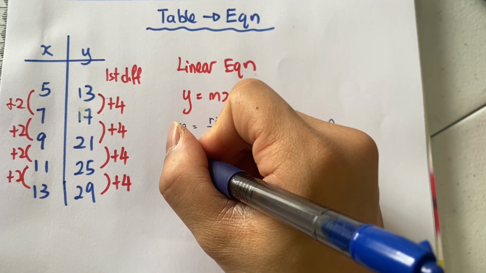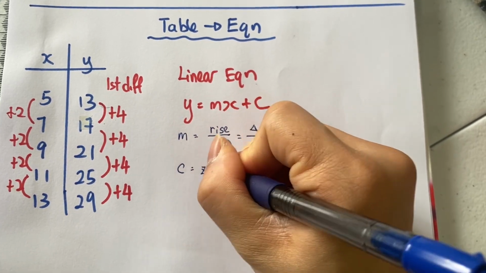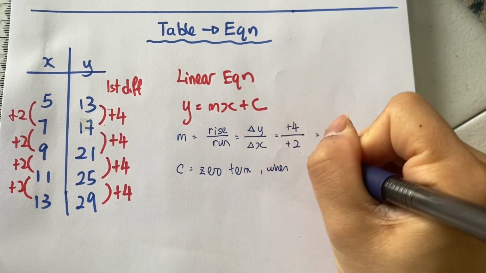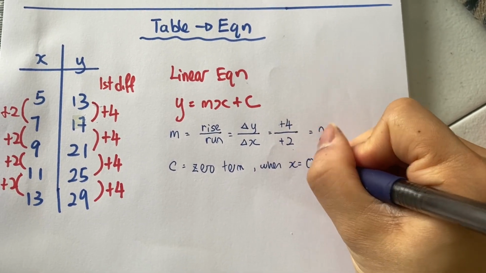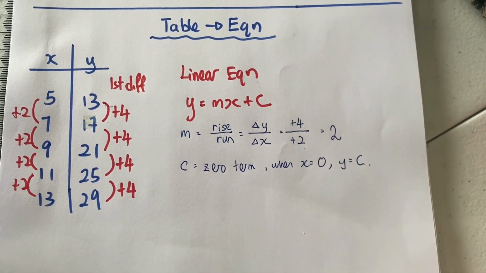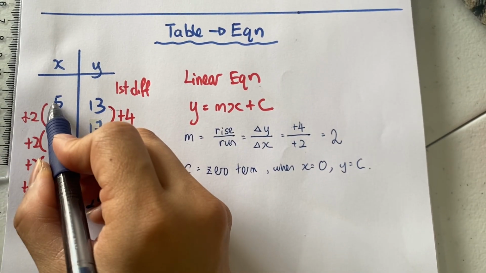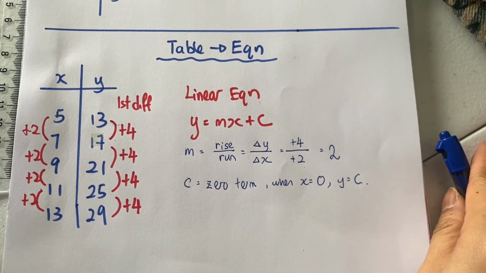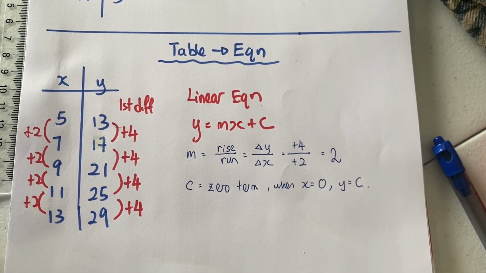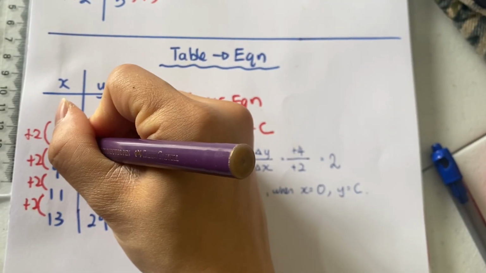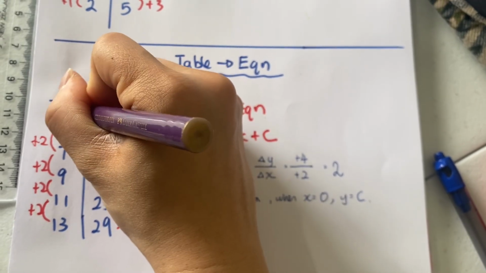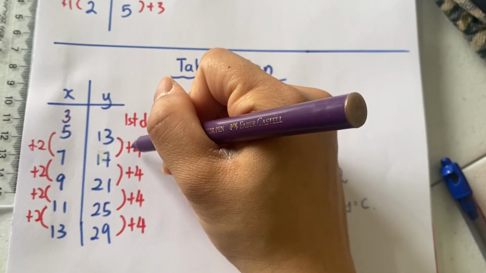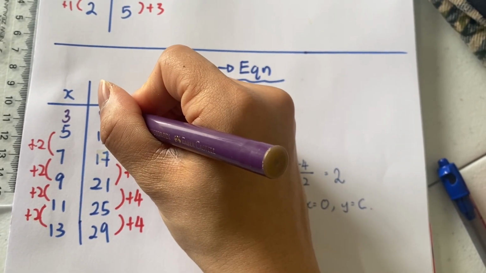Okay. Second one, c is my 0 term. So this is when x is equals to 0, y is equals to c. Okay, so I want to figure out when x is equal to 0, what your y will be. So we probably need to work a bit backward in this case. So I'll say when 7, 5, maybe the next one will be 3. When it's 3, then that will be, take away 4, it will be 9.